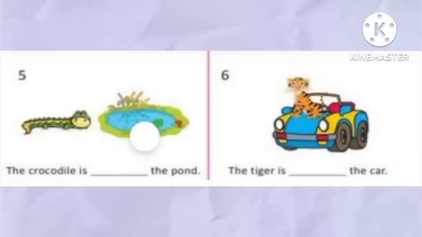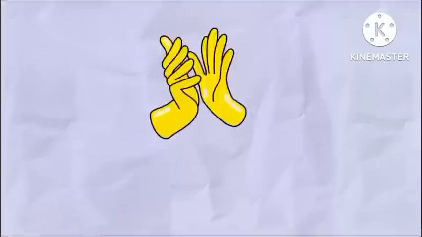Okay, the last picture. Number 5. The crocodile is next to the pond. And then the last picture, the last question. Good job. The tiger is on the car. Okay. Very good, everybody. Excellent.